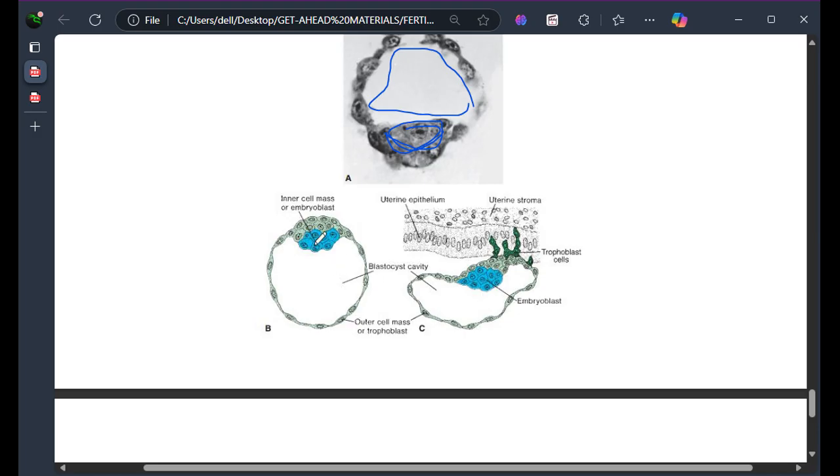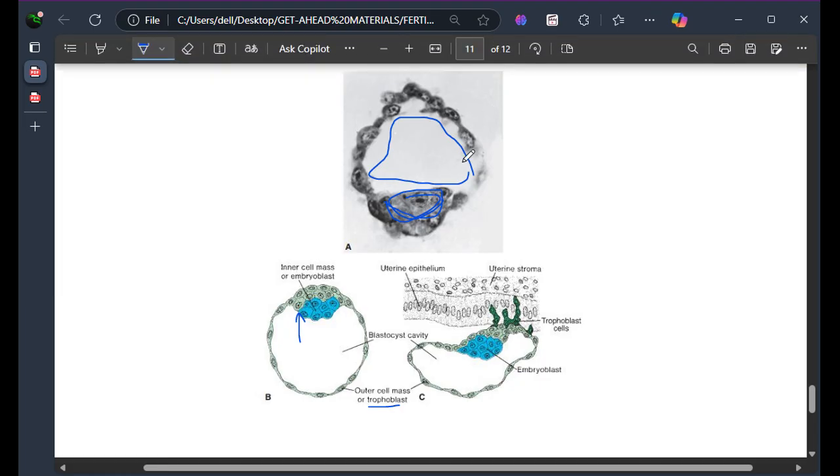Okay, so the inner cell mass is called the embryoblast at this point. And then the outer cell mass is called the trophoblast. So I hope we are together.